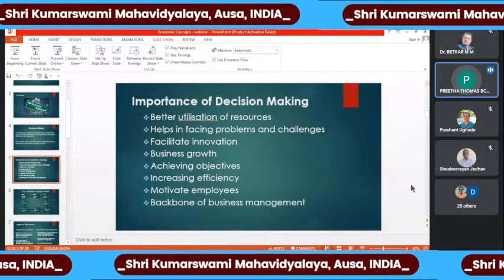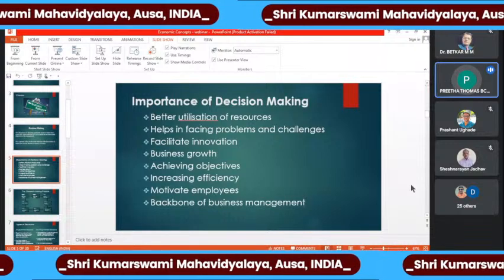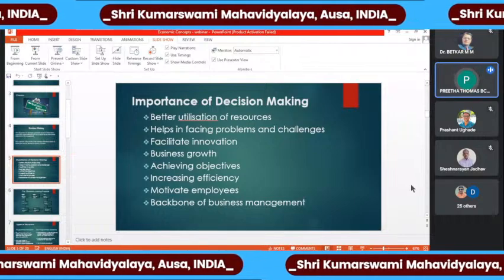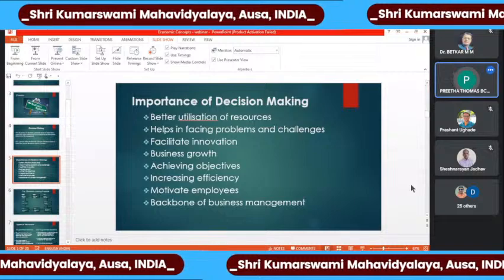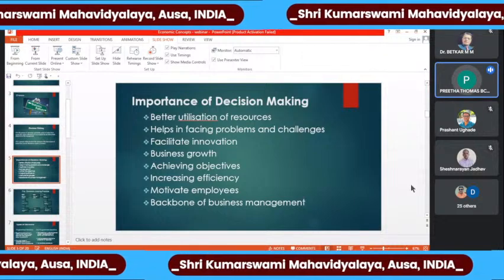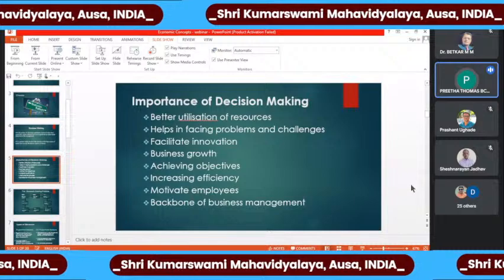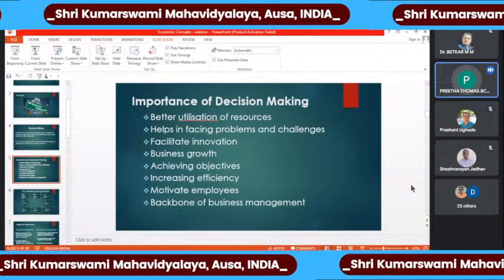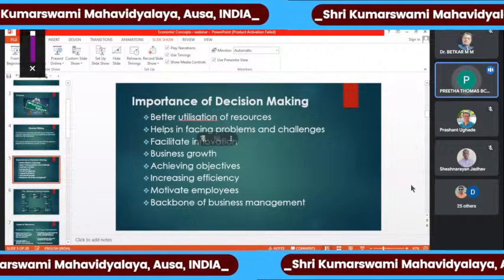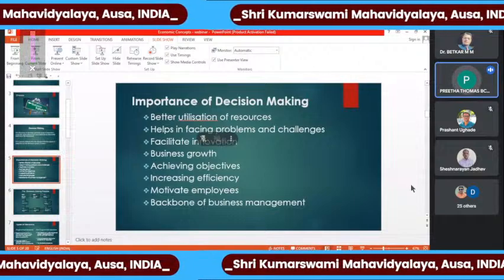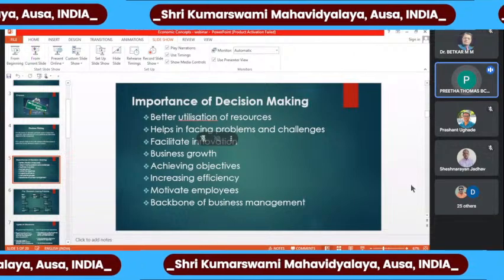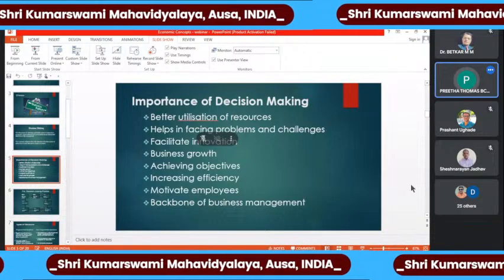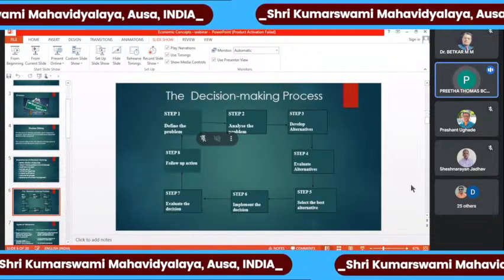Increasing efficiency again means using your resources in the most proper manner, and to motivate the employees. All of us know, every business management and commerce student knows, that decision making is the backbone of business management itself. When we say planning, organizing, leading, staffing, controlling, in all these steps of business management, decision making plays a very crucial and important role. So this is the importance of decision making.